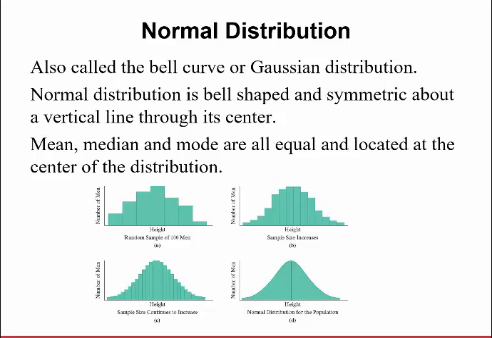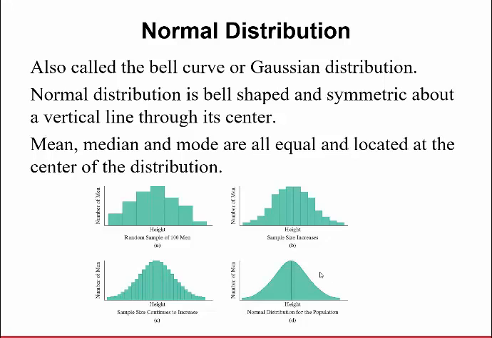You might have heard this called the bell curve. If you look down here, you can see this kind of looks like a bell. So it's called a normal distribution, and is referred to as the bell curve or a Gaussian distribution. A normal distribution is bell-shaped and symmetric about a vertical line at its center. What this means is that if you were to take the distribution and cut it in half and fold the two sides on top of each other, they would be mirror images of each other.